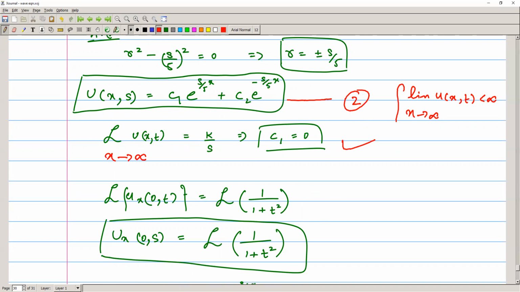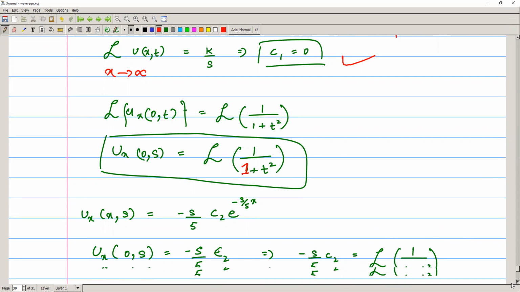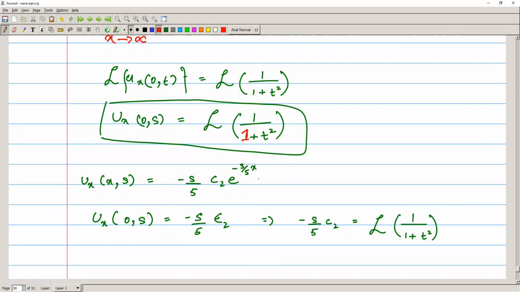Again, we will apply the second boundary condition that is given, u(0, t) is equal to 1 over 1 plus t squared. We want to find the Laplace transform of 1 over 1 plus t squared, but it's not too easy to find in this form. Therefore, we have to convert this to some other form. We will see how we will do that.